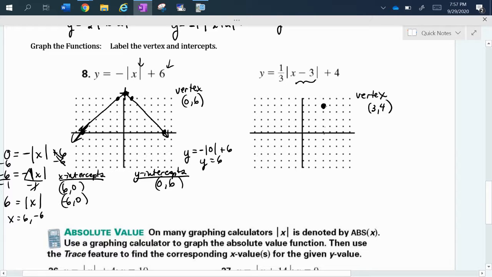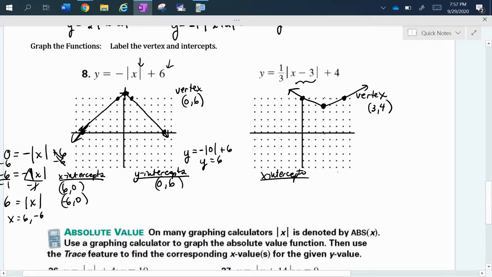So to get two other points, I'm going to go from the vertex and use my a as my slope. I'm going to go up 1 and over 3, and then I'm going to go up 1 and to the left 3, and then draw my graph. Now I notice two things. I have to find my x-intercepts and my y-intercepts.